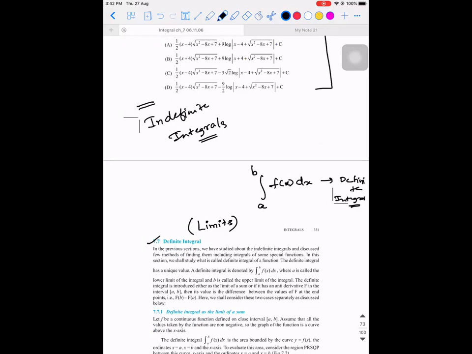So one point you're supposed to know is the output of a definite integral. Do people remember what is the output of a definite integral? I've already told this.